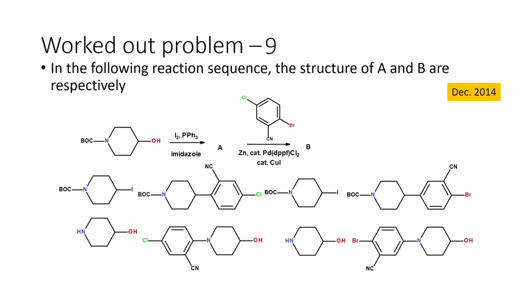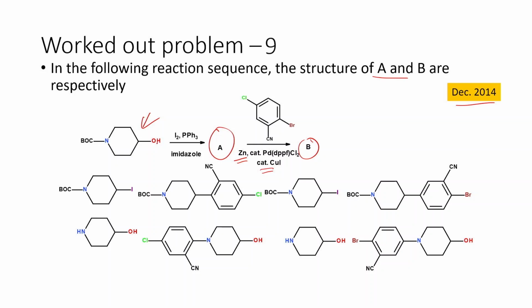Let us move on to the next one. In the following reaction sequence, the structures A and B are respectively. So there is a reaction, we have an alcohol as a starting material. The alcohol reacts with iodine, triphenylphosphine and imidazole to give some intermediate A. That intermediate again reacts with the bromo-chloro-cyano-aryl derivative in the presence of zinc, a catalytic palladium catalyst, and a catalytic amount of copper iodide to give B. This is the one which we are going to see, and this question was asked in December 2014.